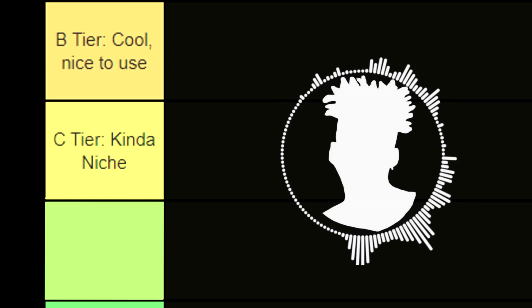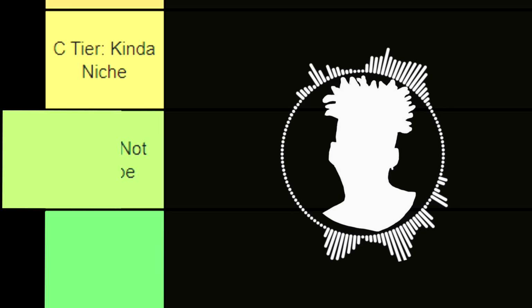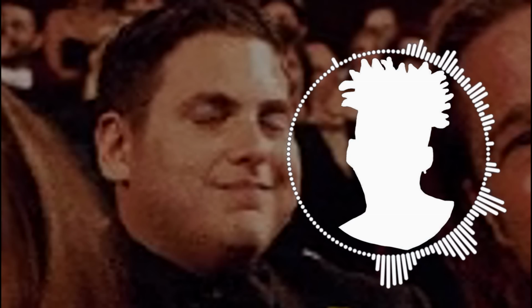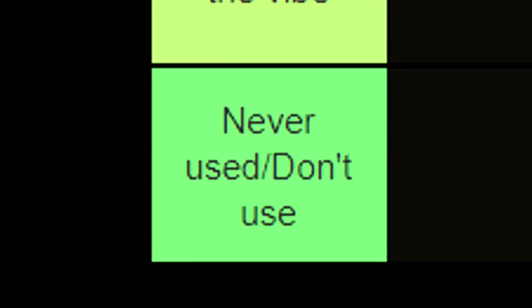C tier, kinda niche. These are plugins that are good to use or have one very specific use. These are good for very specific purposes. And D tier, not the vibe. Usually stuff that are too much of a hassle to use, so you might be better off using another plugin. And finally, there's the ones that I never use.